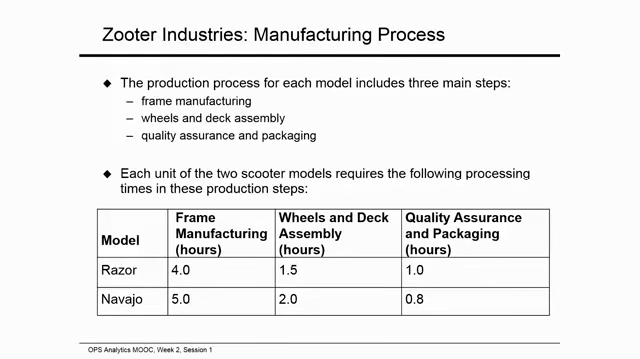Razor and Navajo scooters require different amounts of each resource. For example, in order to produce 1 Razor scooter, the company must spend 4 hours in manufacturing the frame, 1.5 hours in wheels and deck assembly, and 1 hour in QA and packaging. And the corresponding numbers for a Navajo scooter are 5, 2, and 0.8 hours. So as you can see, Navajos are more profitable, take less time to do QA and packaging, but use quite a bit more of frame manufacturing and wheels and deck assembly hours.